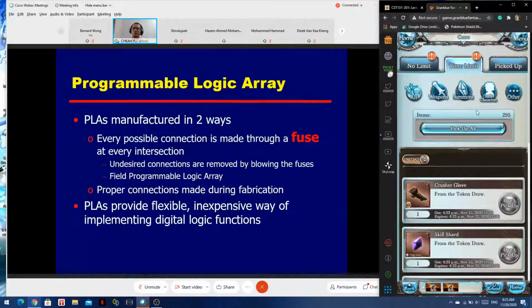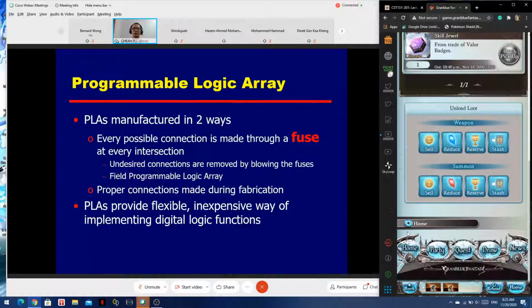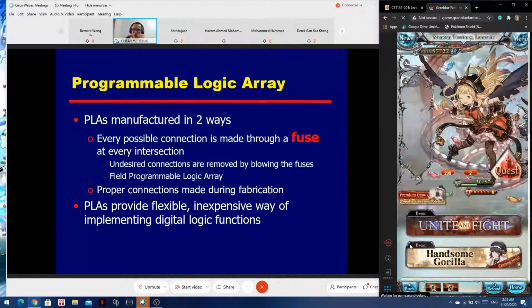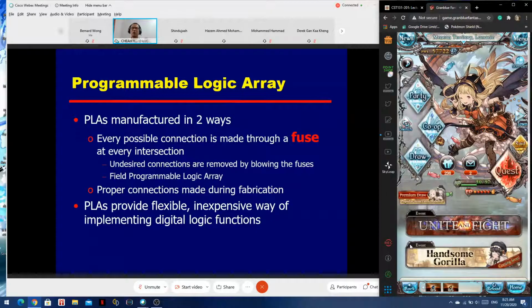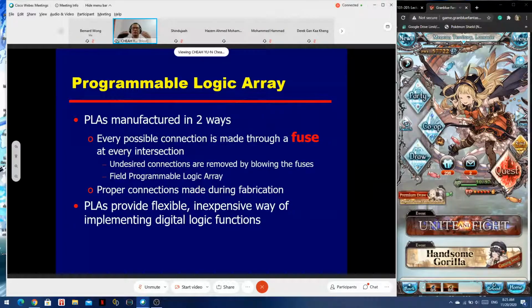So it's just whether you make it customized individually, or you make it during fabrication, as in many at a time. But even if you do it many at a time, the thing is still done through fusing as well. I hope that roughly answers your question.